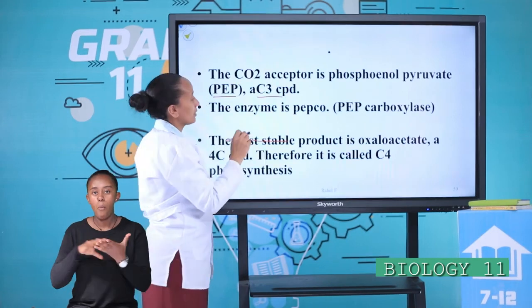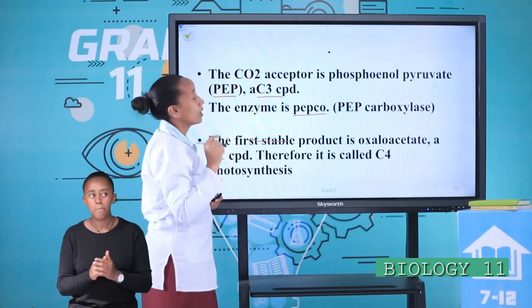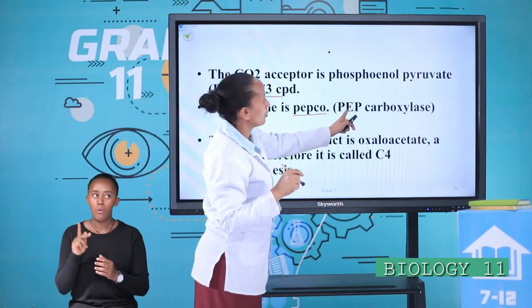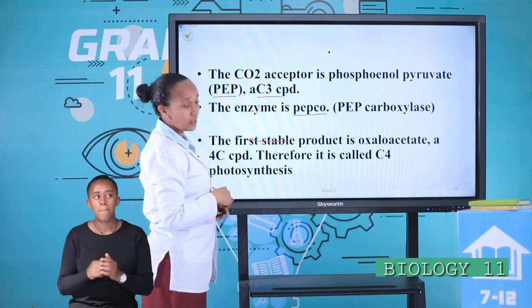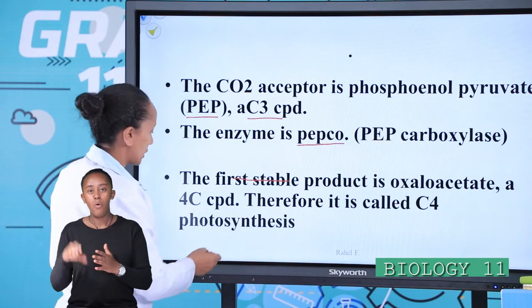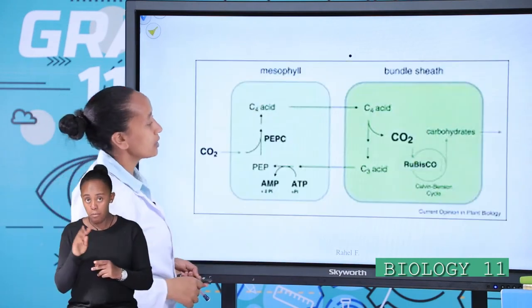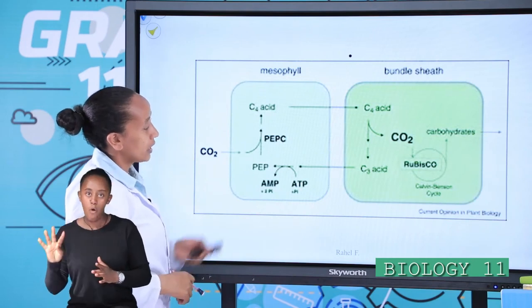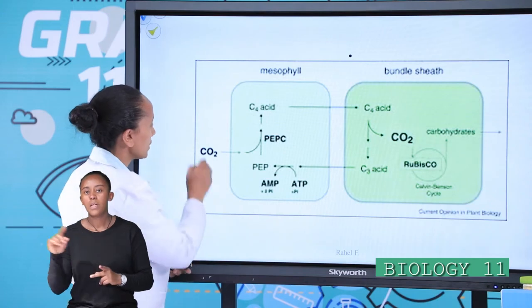The enzyme that catalyzes the process is known as PEPCO. It's not Rubisco. PEPCO or PEP carboxylase. The first stable product is oxaloacetate, a 4-carbon compound. Due to this, the process is known as C4 photosynthesis. We call the process C4 photosynthesis. Here it shows the process of C4 photosynthesis.